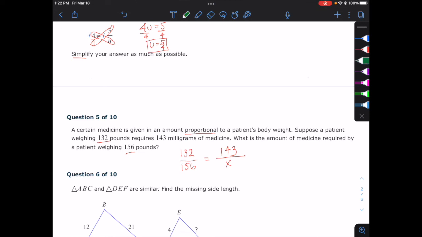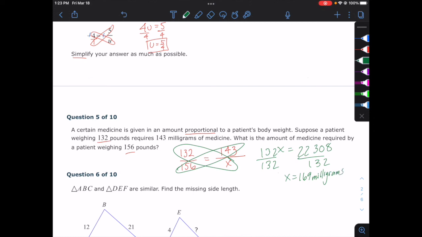Okay, so definitely a cross product equation here to go ahead and solve this. So we get 132x is equal to 143 times 156, which is 22,308. And we'll divide both sides by 132. And when we do that, it comes out nicely to 169 milligrams. Perfect. And so that's our answer.